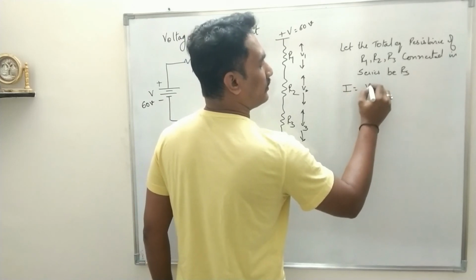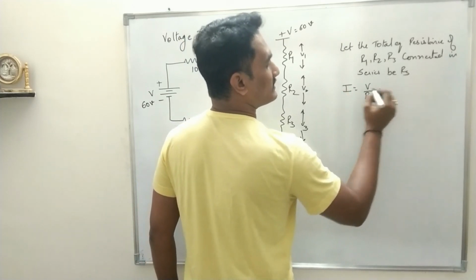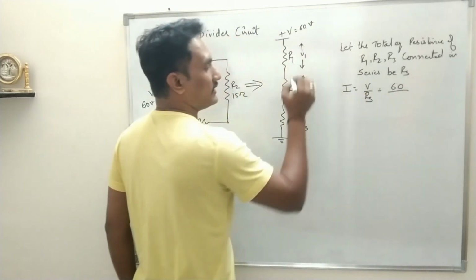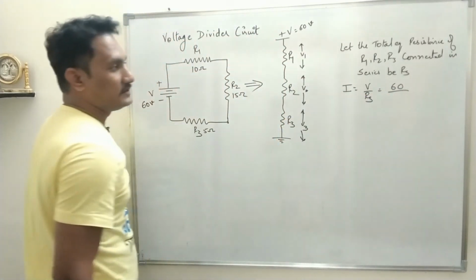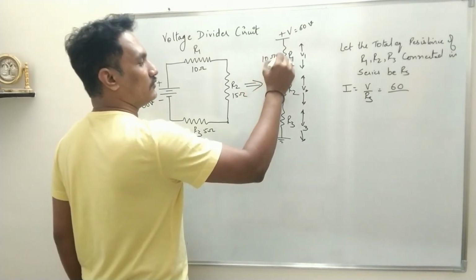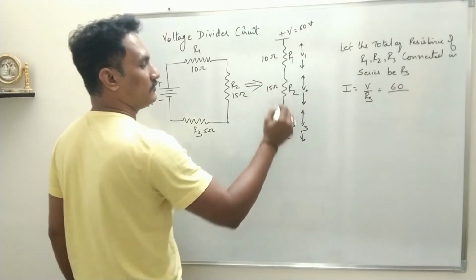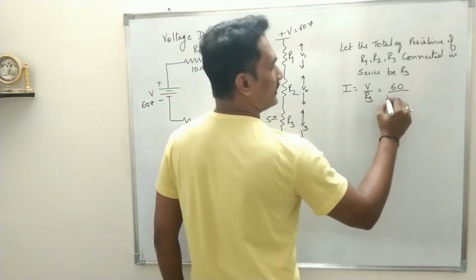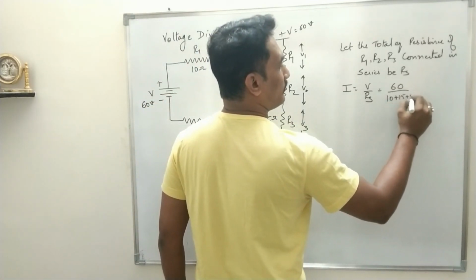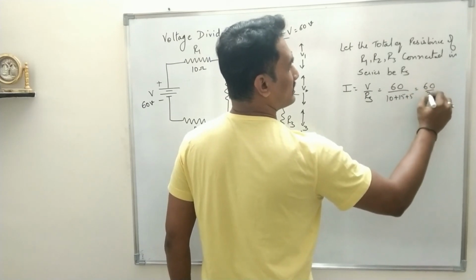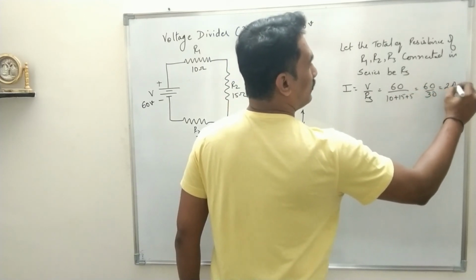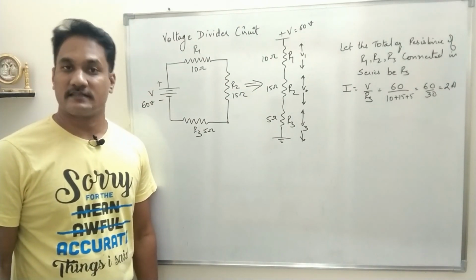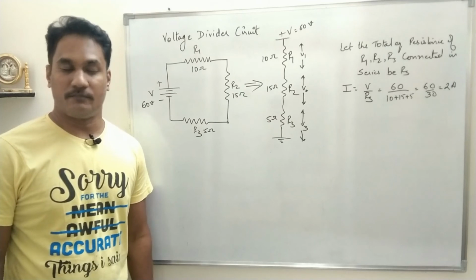So what will be I? I will be total voltage divided by total resistance. So what is total voltage? 60 volt divided by total resistance of all these three values. What is R1? 10 ohms, R2 15 ohms, R3 5 ohms. So when you add this, it will be 10 plus 15 plus 5, the value will be 30. 60 by 30 will be 2 ampere. So the first thing is we have to calculate the current flowing in the circuit. So that is what we have done, 2 ampere.